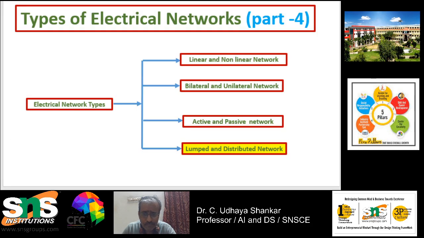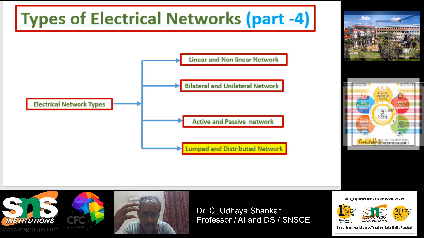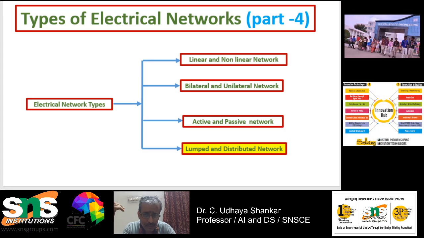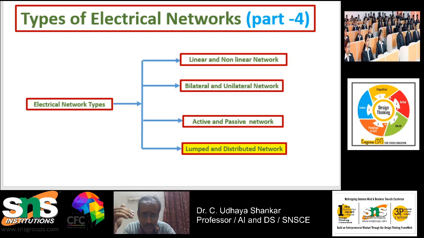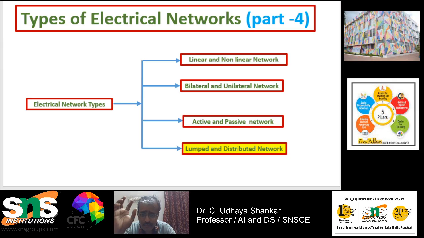So here, this is what it is all about. We have discussed linear and non-linear networks, bilateral and unilateral networks, and active and passive networks. There is one more classification of electrical networks, which is nothing but lumped and distributed networks.